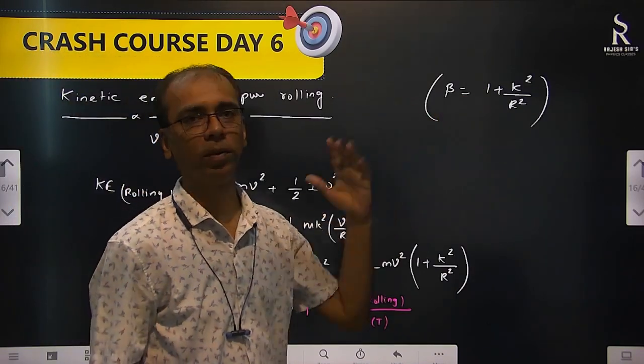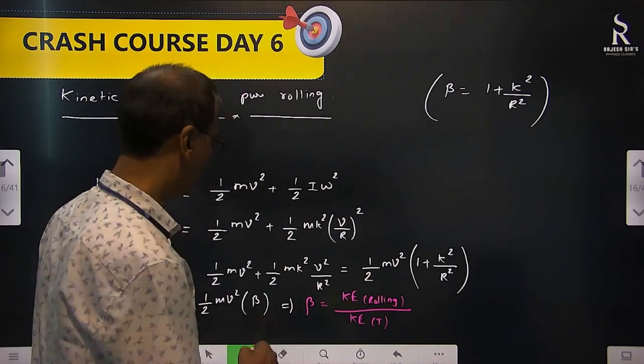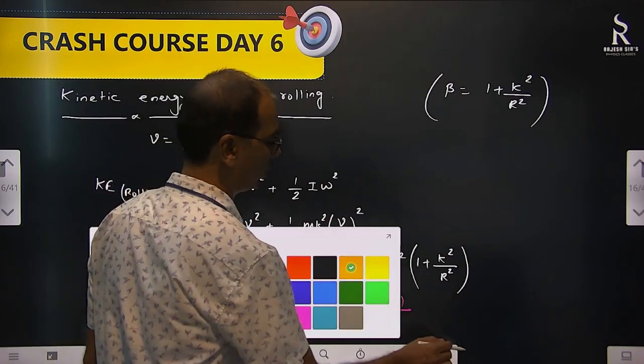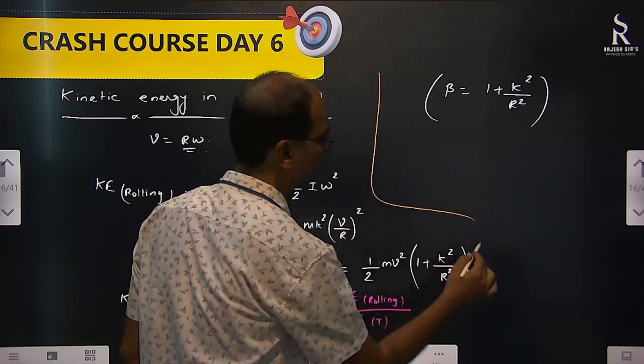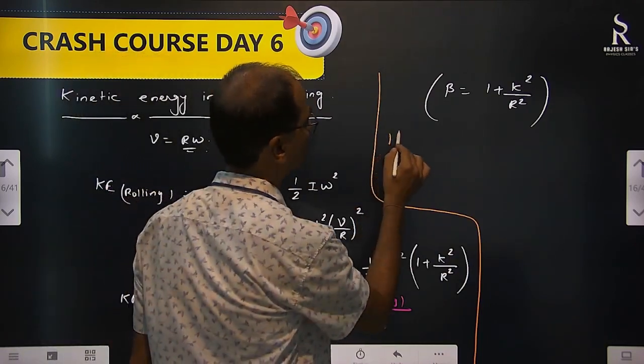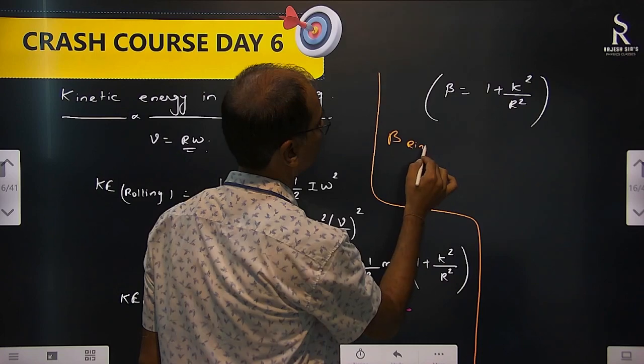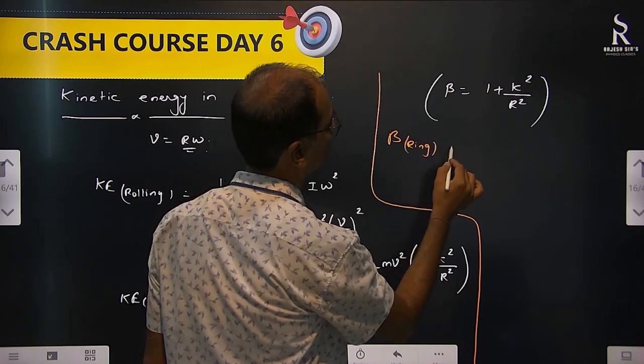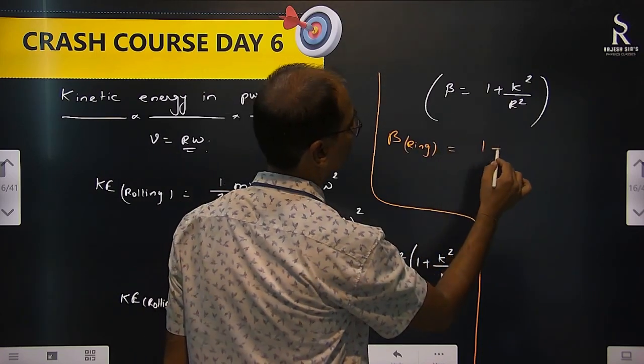1 plus k square by r square. So what is this beta value for different bodies that we have? For ring, what is its value? For disk, what is its value? Let's see. So beta for ring. What is it? 1 plus k square by r square.